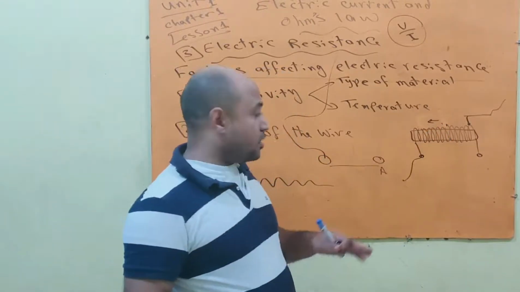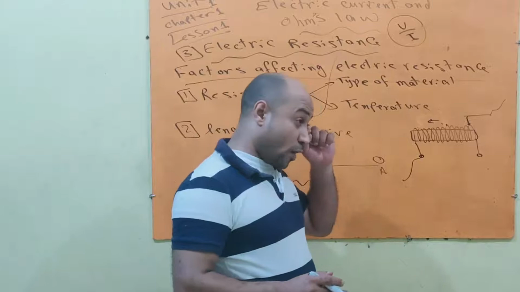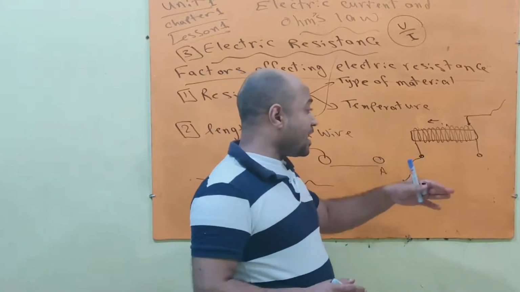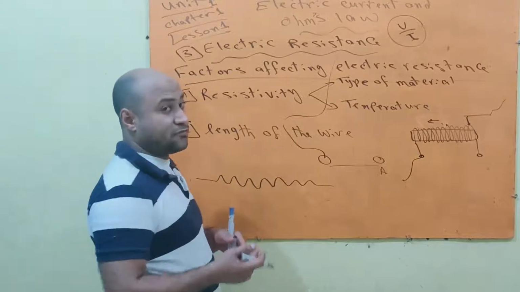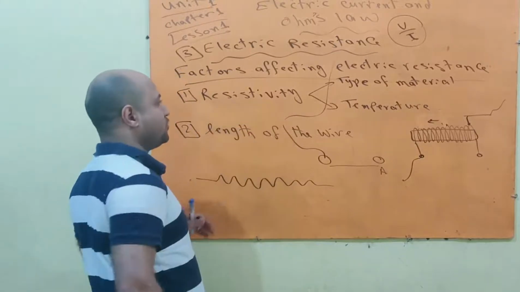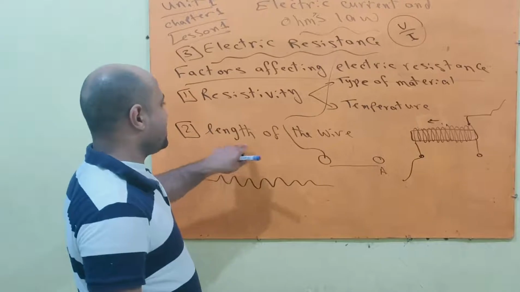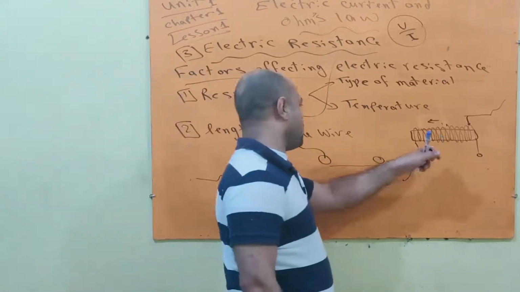Each type of wire has its own resistivity. Of course, the best in conductivity is copper, which is the lowest in resistivity. Number two, the length of the wire.